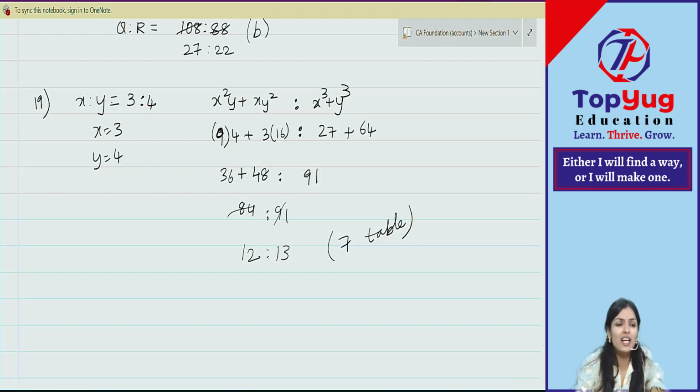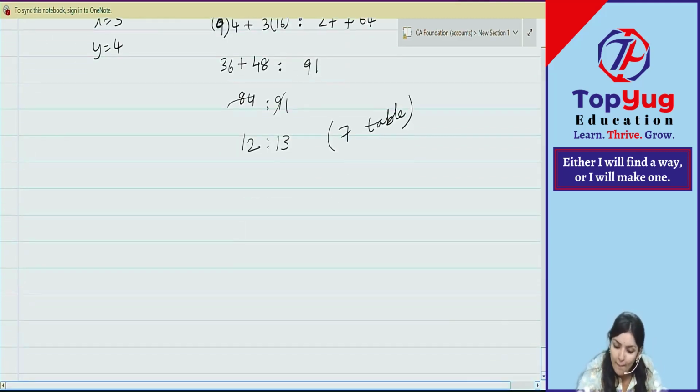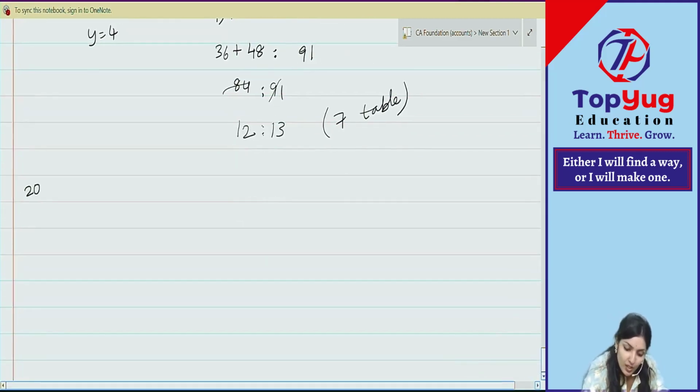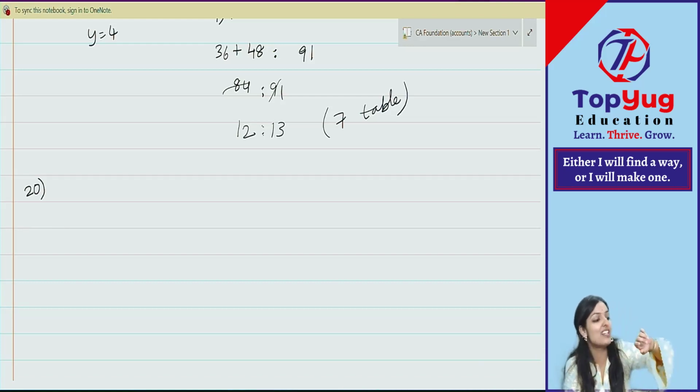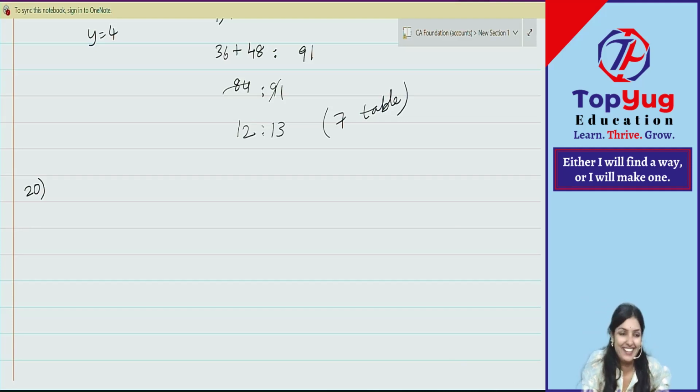Shall I proceed further, guys? 20th one. Now this is what I like. I just want if anyone can help me with it, or if anyone can just try doing it. There's no time in the exam for 5 minutes, only 1 minute in the exam.